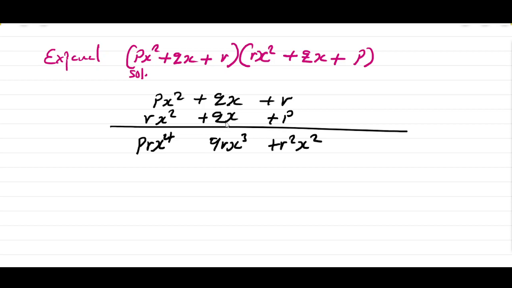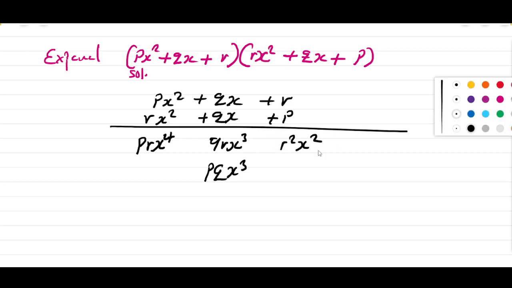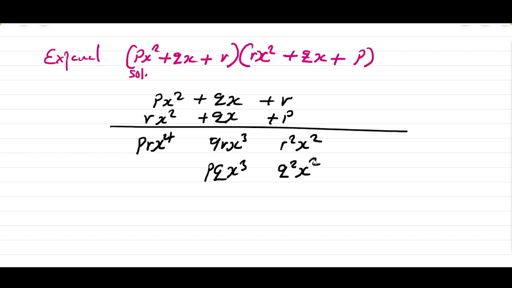Still here, this one, q will go with p. This is pq x to the third power. Next here, q will go with this guy and we'll get q squared. There's no point in even writing the plus sign here, except a minus sign appears. I can just write it as q squared x to the second power.